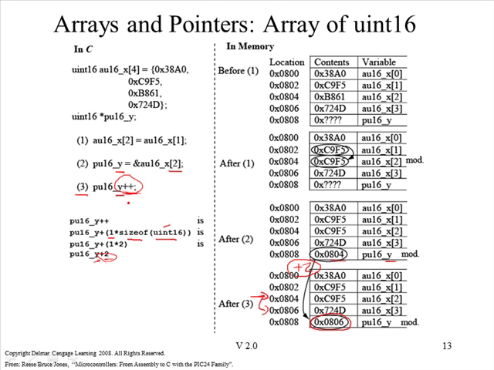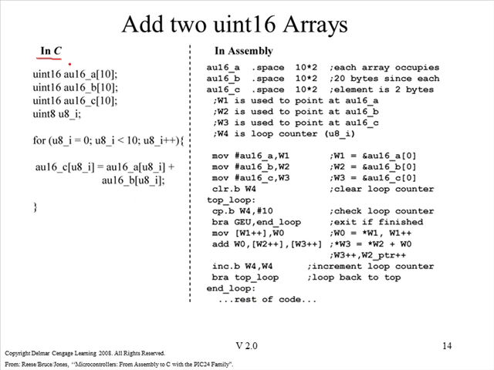The C code here declares 3 arrays, A, B, and C. Each of them have 10 elements of 16-bit unsigned data. This for loop here is going to iterate over the elements of the array, and it's going to sum the array element A to the array element B and place the result in array C.